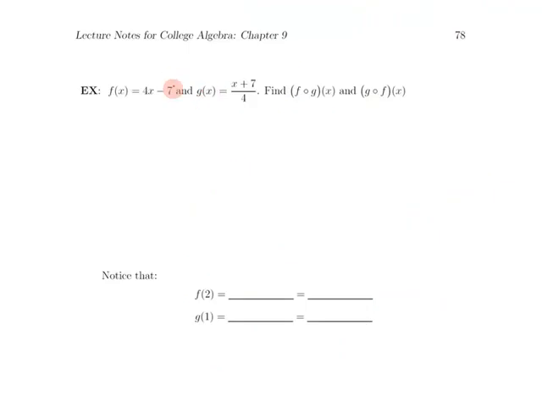I want to do one more example, very much like the last example that we did. We were given two functions. F of x is equal to 4x minus 7, and g of x is equal to x plus 7 divided by 4. And we're asked to find both f composed with g and g composed with f. F composed with g of x is going to be f of g of x, meaning f of x plus 7 over 4.